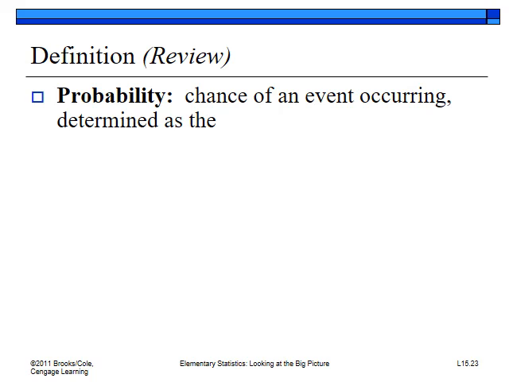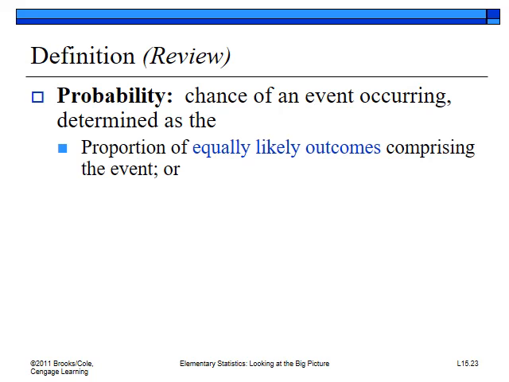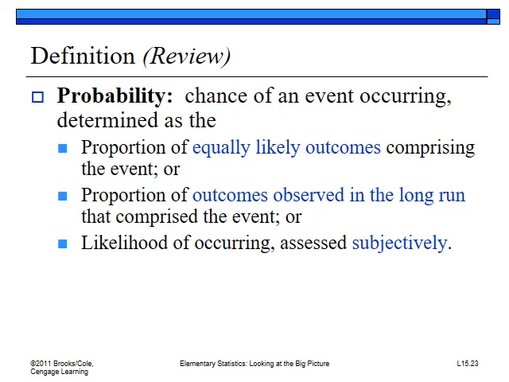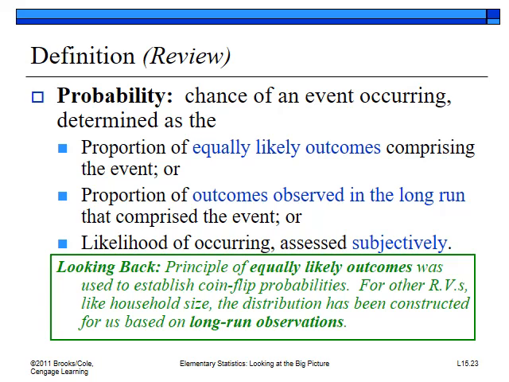As a reminder, in the last chapter, we talked about the 3 different ways that we can determine a probability. We can look at equally likely outcomes. We can look at long-run observations, or we can subjectively or intuitively assign probabilities. For the random variables we've been looking at, for the simple ones like flipping coins, we're using equally likely outcomes. For other random variables that we'll be seeing soon, in many cases we'll be looking at long-run observations.